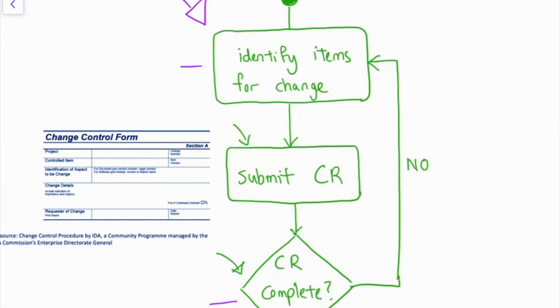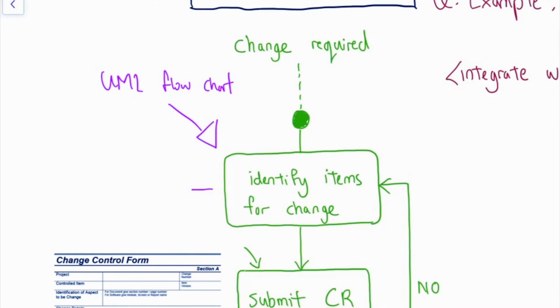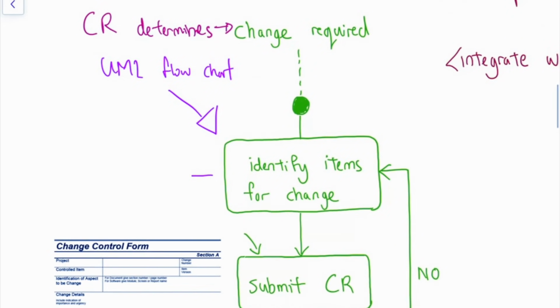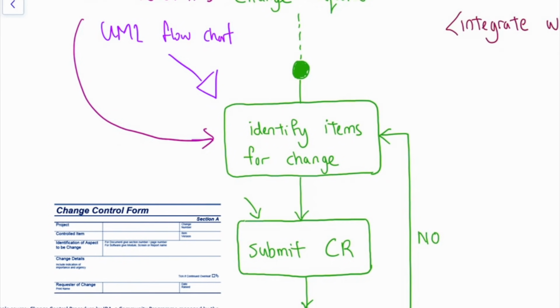So firstly, you identify items for change. The person who determines that a change is required is normally called the change requester. So the change requester determines that a change is required, and then he will identify all the items that are supposed to be changed.